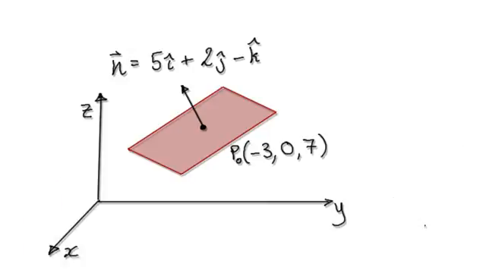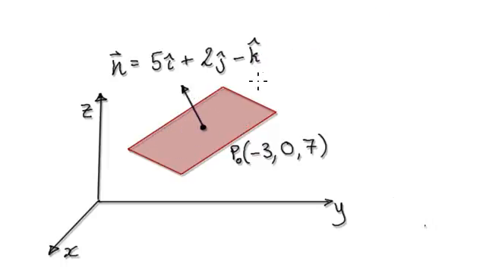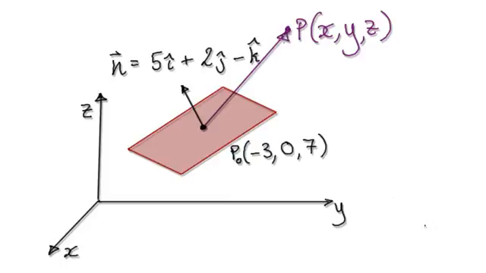Okay, so to do this, we would set up our general point P. This point is x, y, z, and then we demand that the dot product of this vector here and this vector here be equal to 0. That's how we would describe a plane, because a plane is perpendicular to this normal vector. So we demand that the dot product of these two vectors be 0.